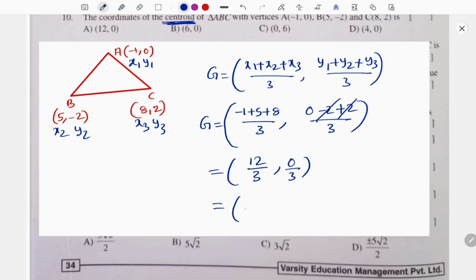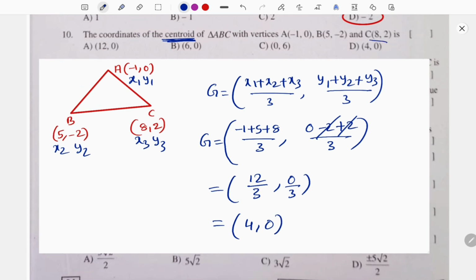So what we get here, 3 4s are 12, and (4, 0) is the right answer. So here option D is the right answer. I hope all are understood.